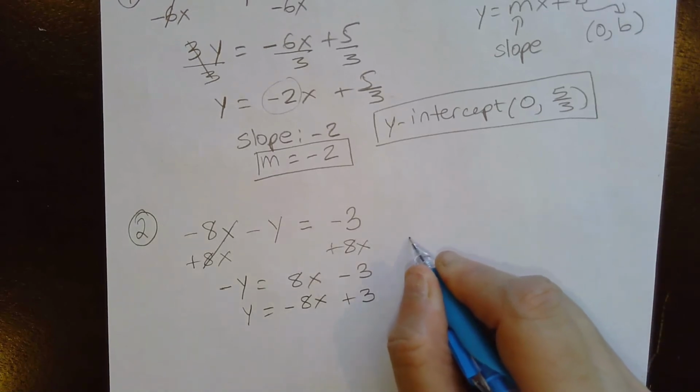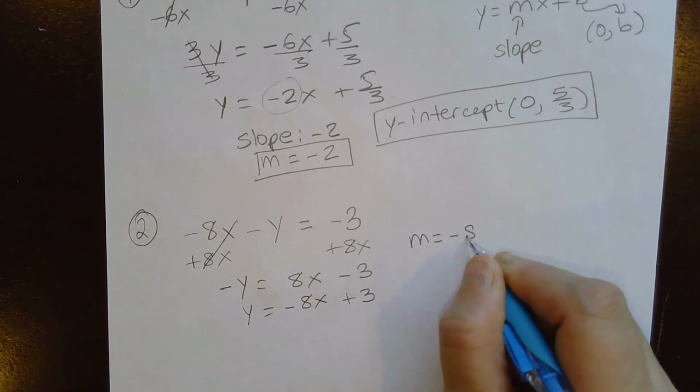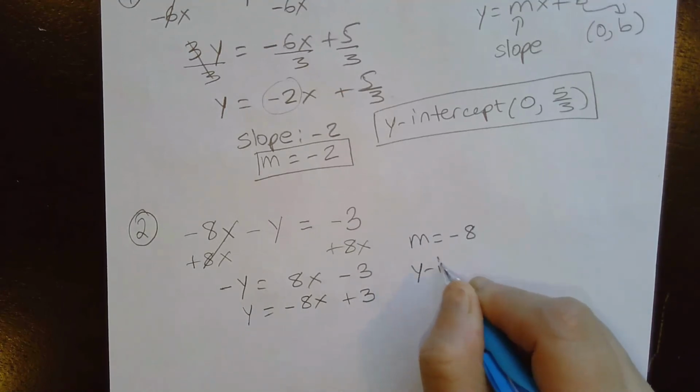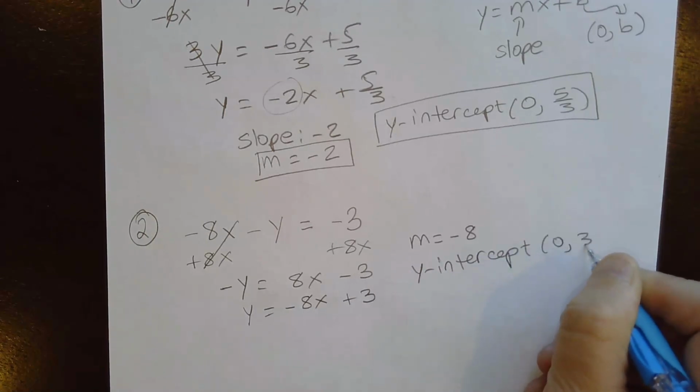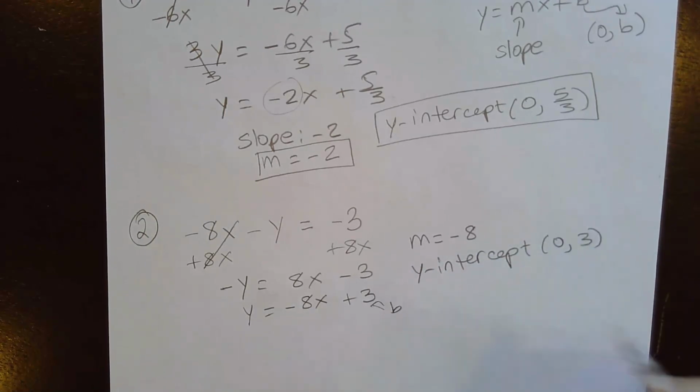The slope, or m, here is negative 8. The y-intercept here is (0, 3). This is your b. Okay?